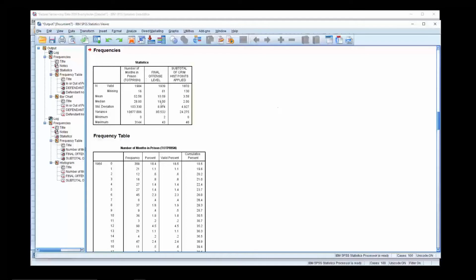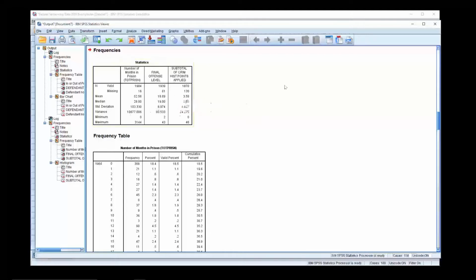We got a final offense level as well. So this ranges, and it's important: the minimum offense level was a 2, the maximum was a 43. That's important to be thinking about, with the average being about 18.7. And the median, the value that splits that into the upper and lower 50%, is 19.